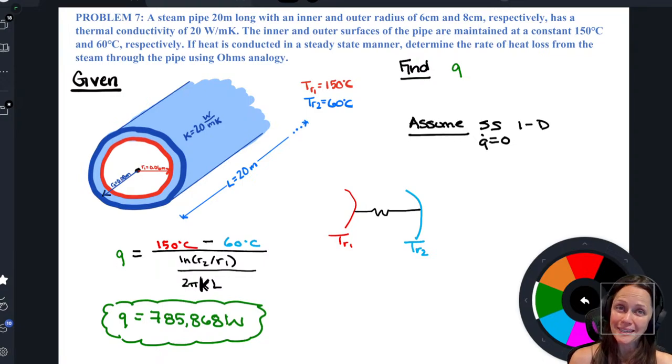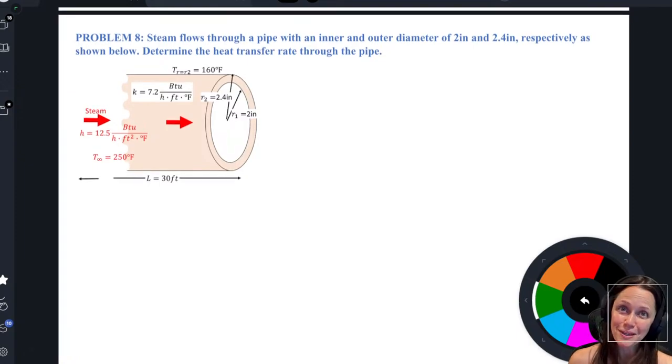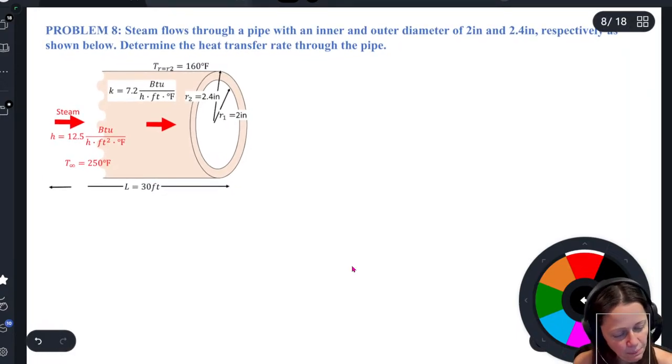All right. Problem eight. Boy, this looks familiar, doesn't it? And wouldn't it have been nice to be able to calculate things with Ohm's analogy in the last unit? Because this is the exact same problem as maybe the last problem in unit one. But we have steam flowing through a pipe with an inner and outer diameter of 2 inches and 2.4 inches, respectively. So it's a steam pipe.